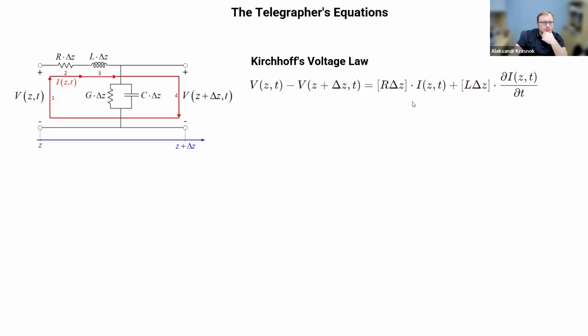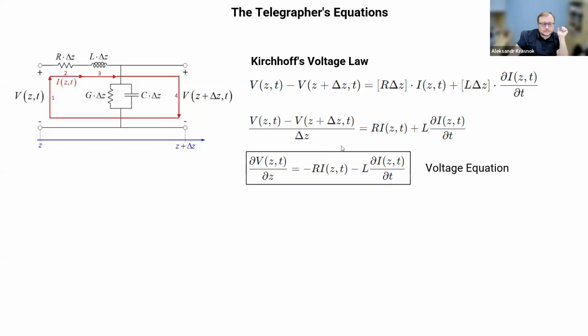Compare this formula with the formula from the previous lecture. And then minus the voltage along this path 4, and that's it. So this is the total Kirchhoff's voltage law. I can divide this formula by dz. This is the result, and then I assume that this dz element length is very small, which allows me to introduce the partial derivative dV over dz, and this is the result. So it's a voltage equation.